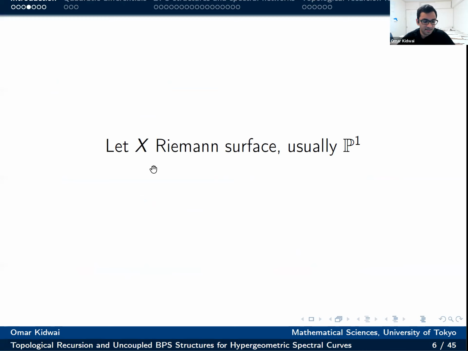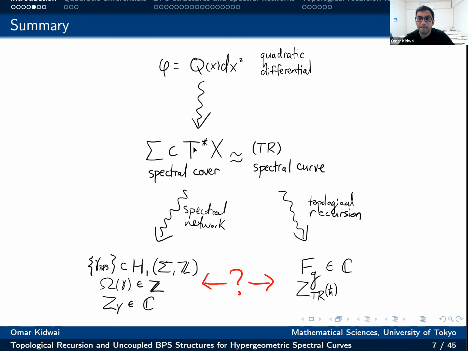Okay, so let X be a Riemann surface, which will always be P1 for us. And sorry, I can't draw a diagram. So the rough idea of what I'm going to do: I'm going to start off with something called a quadratic differential on this surface, and I can take a so-called spectral cover of the surface P1, which roughly speaking is the same data as a TR spectral curve. It's not quite the same, but let's just think of it as about the same thing.